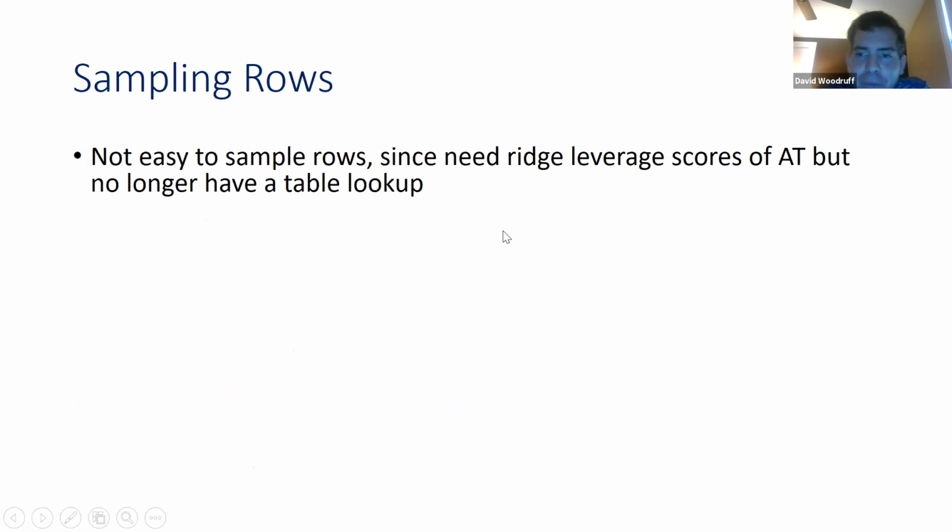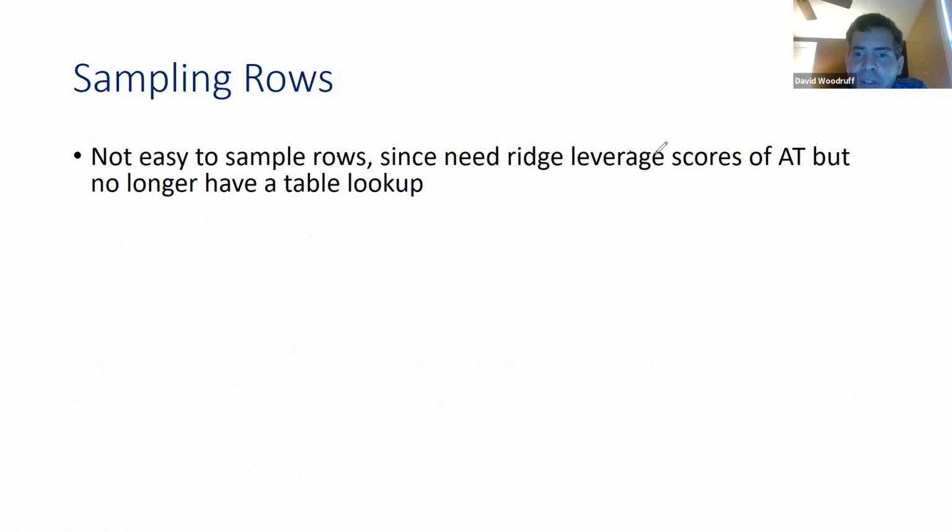Well, what if we try to sample rows now? So we've kind of squashed A down, its columns down to a small number of columns. Can we also simultaneously squash down the number of rows? Well, this is a little bit more difficult. It's not so easy to sample rows. Since, what did we need?